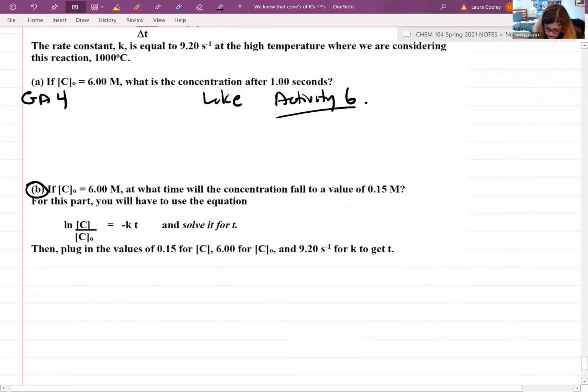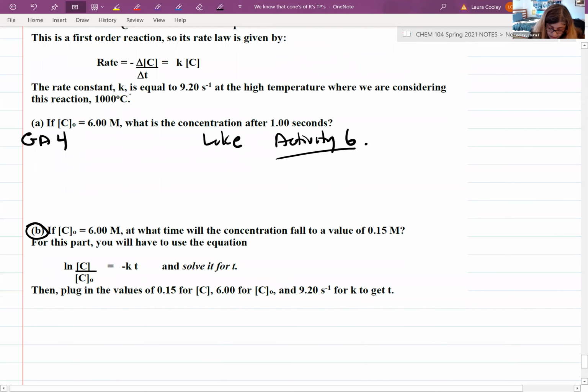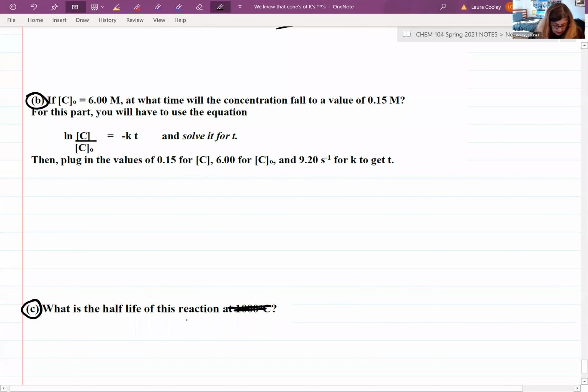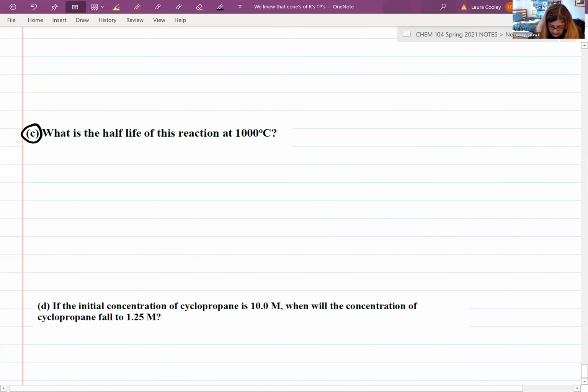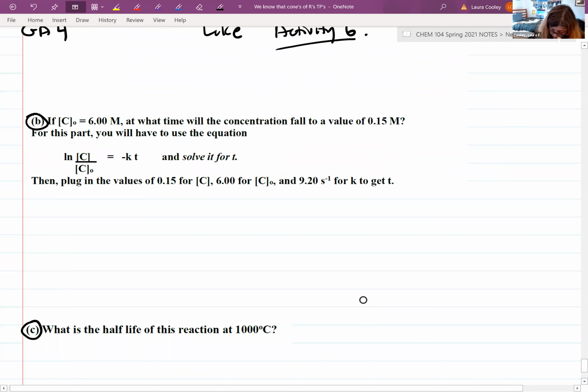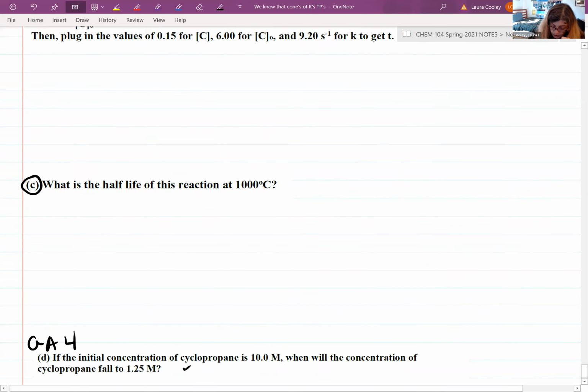Also, this reaction is at 1,000 degrees C. That's why they have this at 1,000. It's not asking you to do something complicated, just asking for the half-life. I'm going to do this with you. And then D, this is part of graded assignment 4. Okay, so let's go ahead and do this part. I've done an example of this, so you should know how to do that.